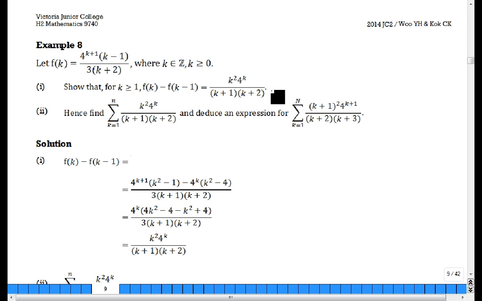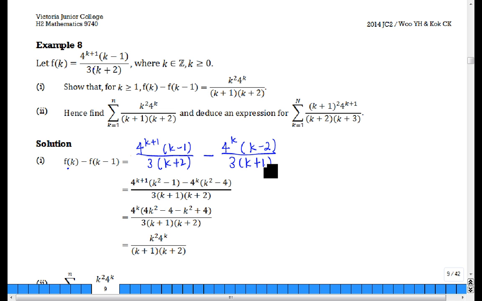fk minus 1. Follow instructions, not too bad. What is fk? You just copy 4k plus 1, k minus 1 over 3k plus 2. What about fk minus 1? You just change all the k's to k minus 1. You get 4 to the power of k, open bracket, k minus 2 over 3k plus 1.